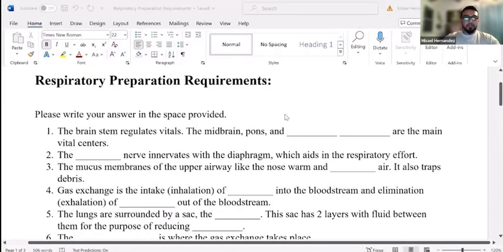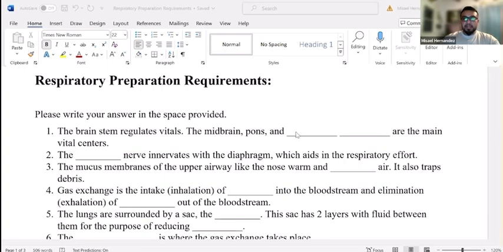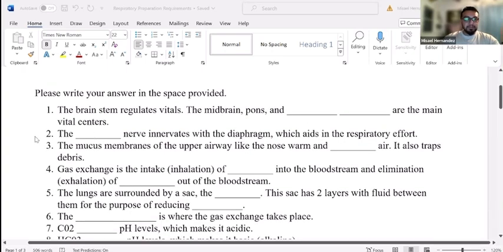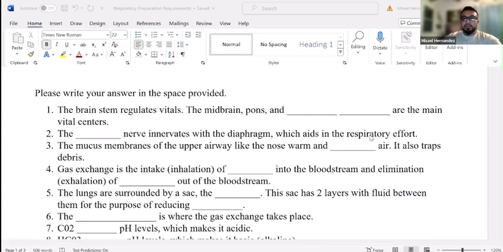So these are the respiratory prep requirements. Number one, the brainstem regulates vitals. The midbrain, pons, and blank blank are the main vital centers. Number two, the blank nerve innervates the diaphragm, which aids in the respiratory effort.